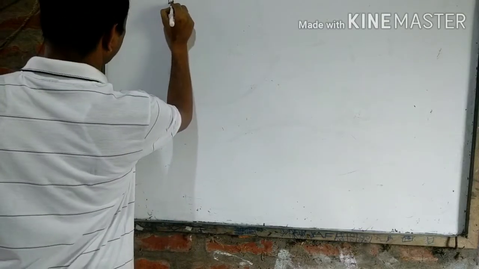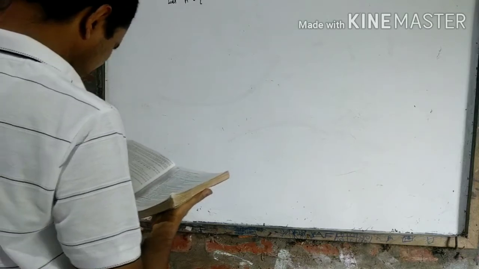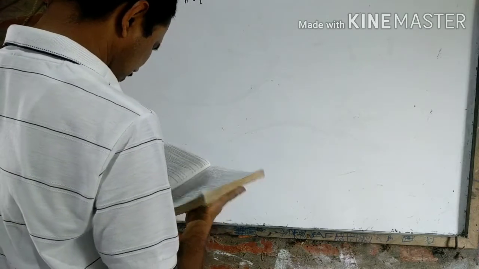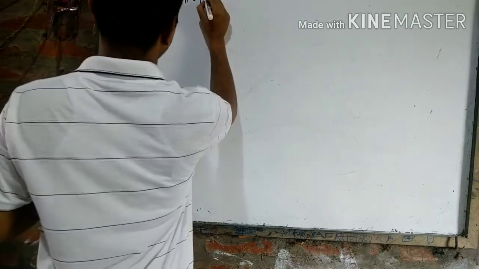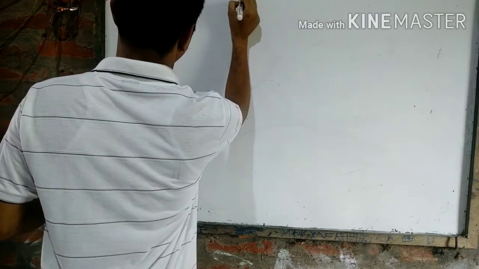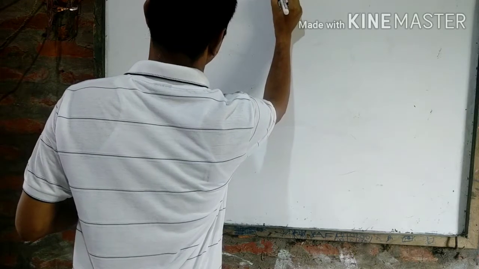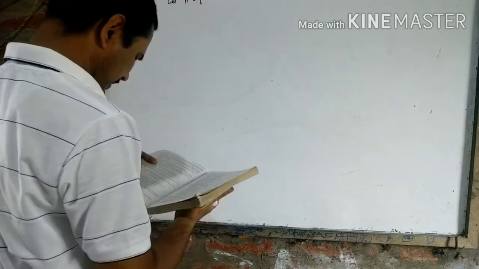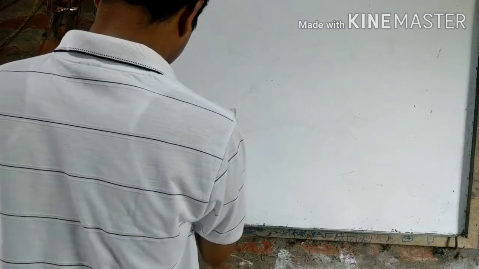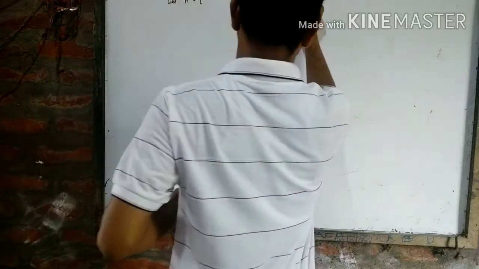Let A is equal to {1, 2, 3, 4, 5} and B is equal to {1, 3, 5}. Write down R as the set of ordered pairs.